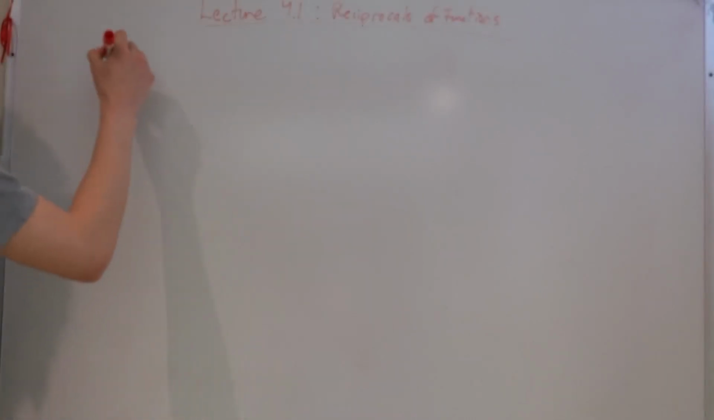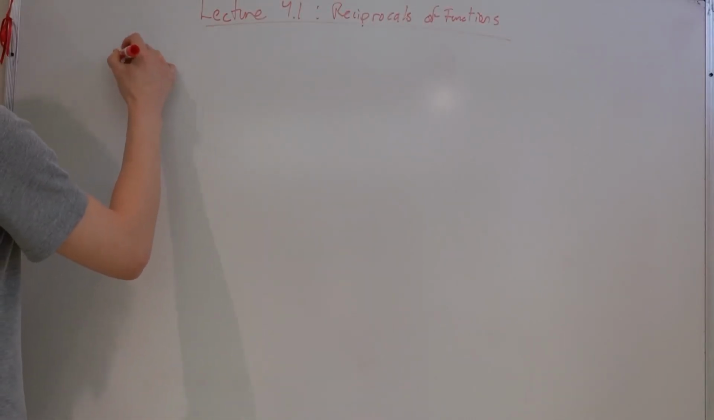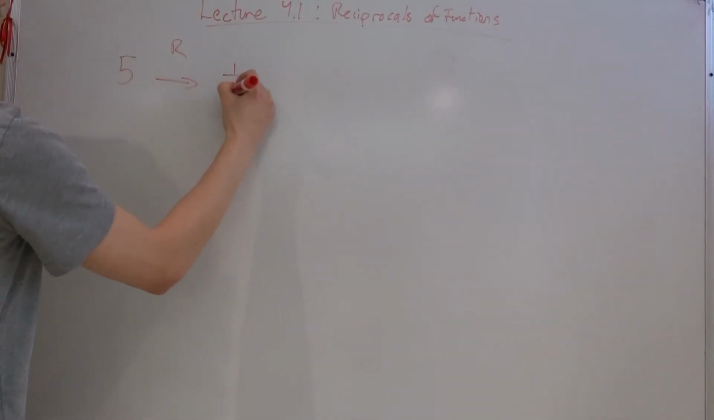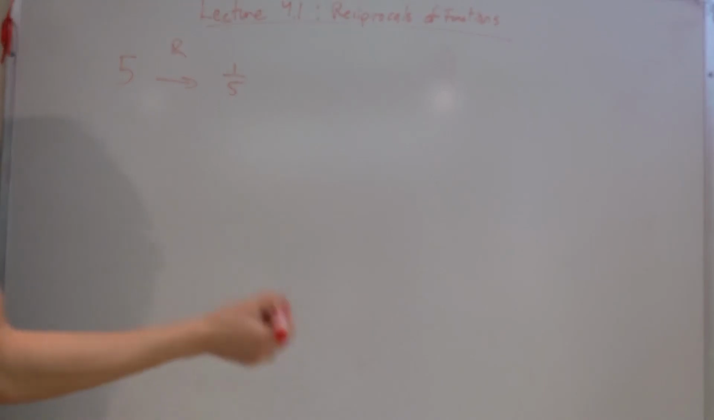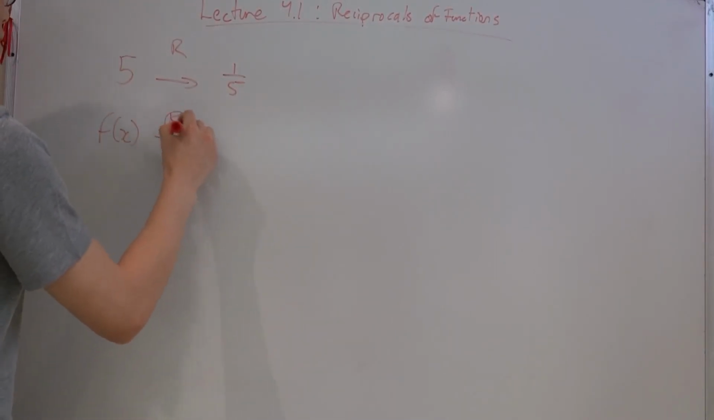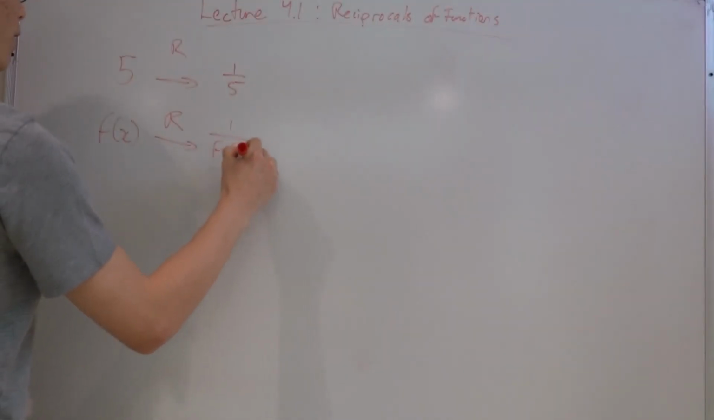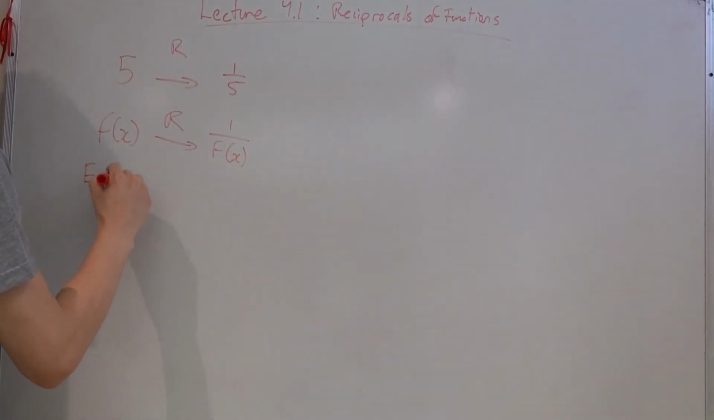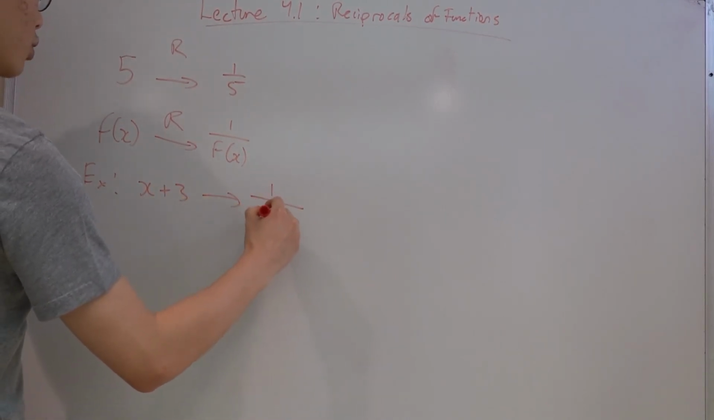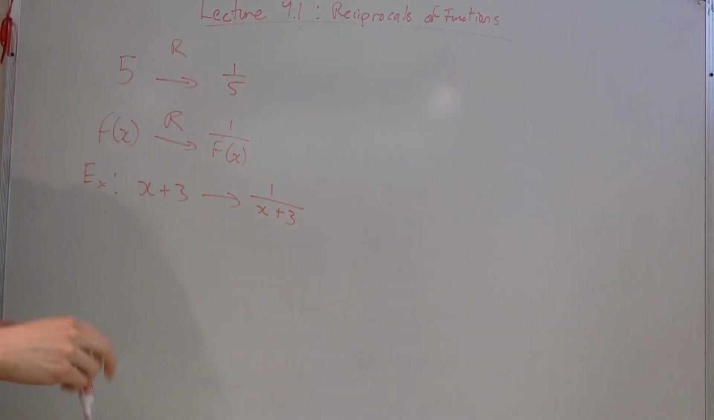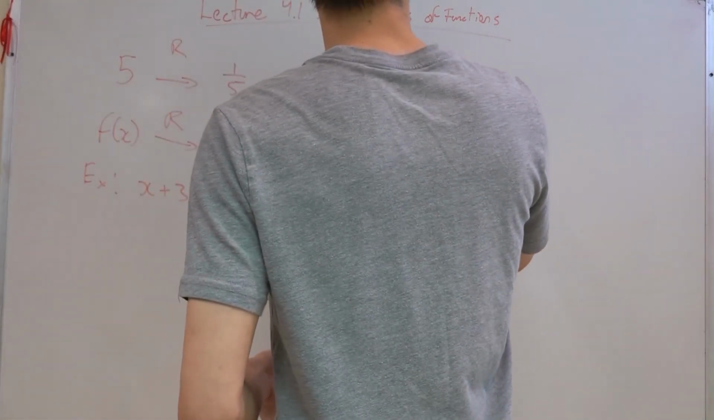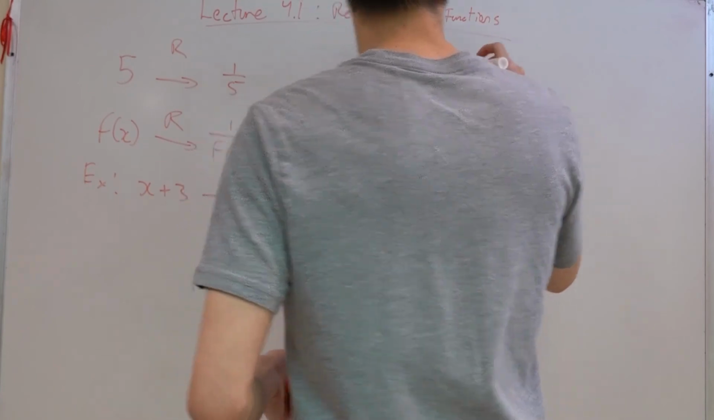In just plain numbers, if you have a number like 5, its reciprocal, I'll just call it r, is going to be 1 over 5. Okay? So with the same idea, we have for the function f of x, its reciprocal is just the function 1 over f of x. So for example, if I have the function x plus 3, its reciprocal is just the function 1 over x plus 3.